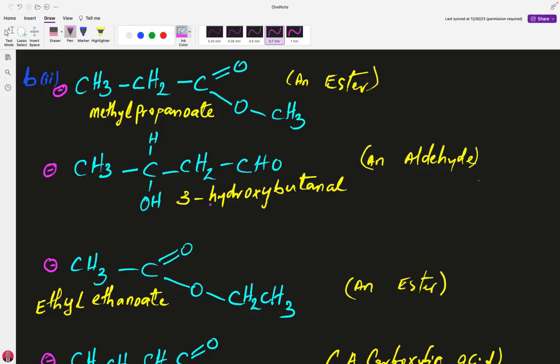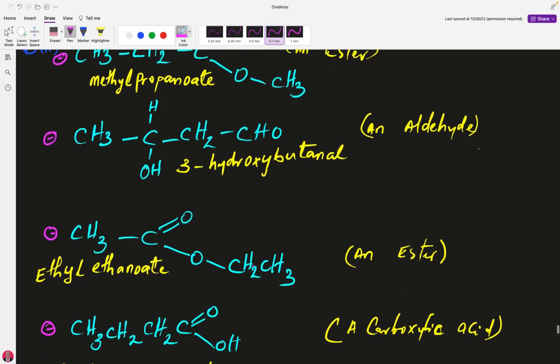We start naming and end with the functional group. We now say it is 3-hydroxy because it's on the third carbon. And how many carbon atoms are there? 1, 2, 3, 4. The parent chain has 4 carbon atoms. We now say 3-hydroxybutanal. 3-hydroxybutanal, and it is an aldehyde.